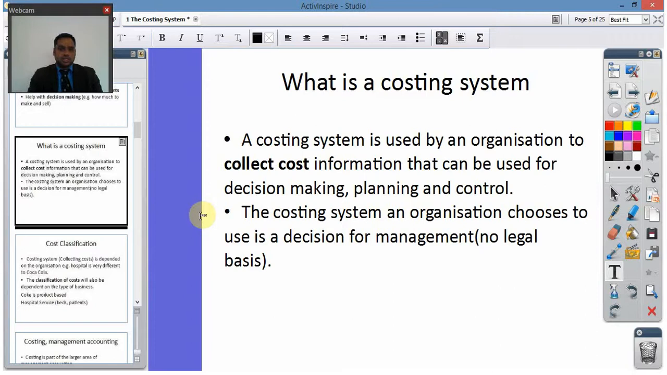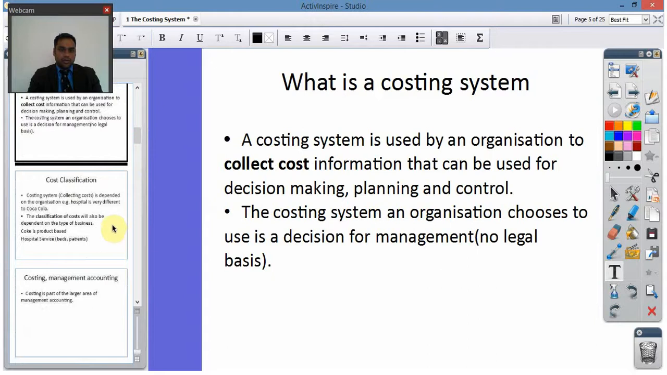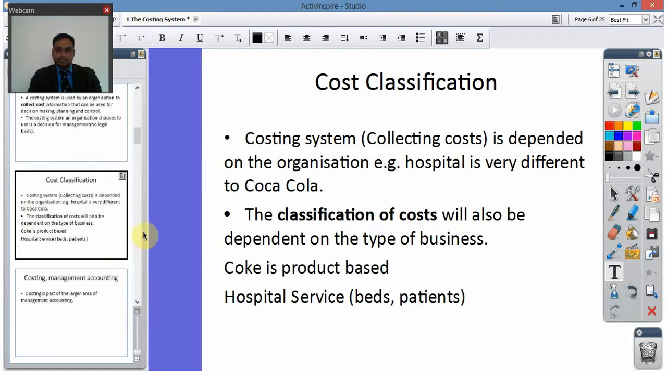The costing system: the organization chooses the way that it presents this information. There's no legal basis, whereas in financial accounting there is a legal basis. So for management accounting, you can produce your statements however you like, whereas financial accounting, you have to produce them in a set format.